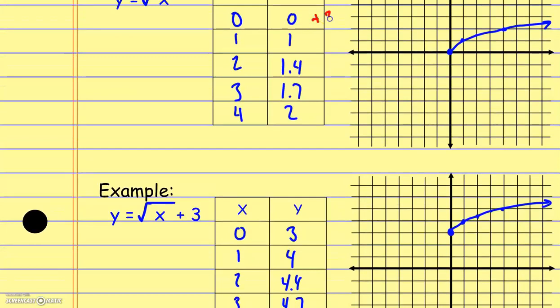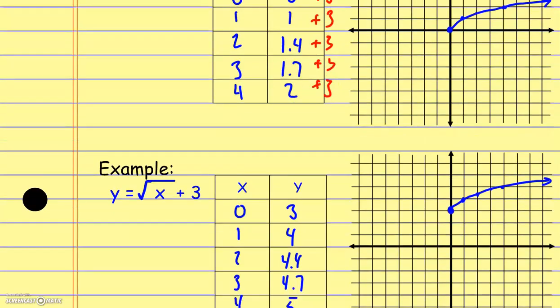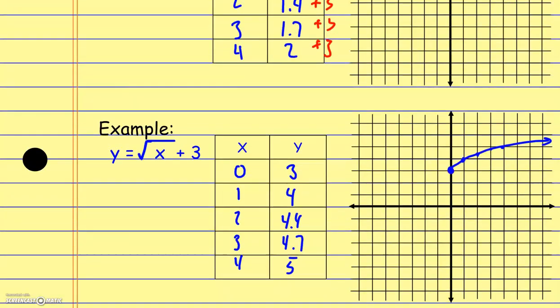If I add 3 to this guy, it gives me my first ordered pair down here. If I add 3 to this guy, add 3 to this guy. I'm moving each of these up 3, and that's what gives me these values down here. So by doing that, I'm just shifting this whole thing up 3.